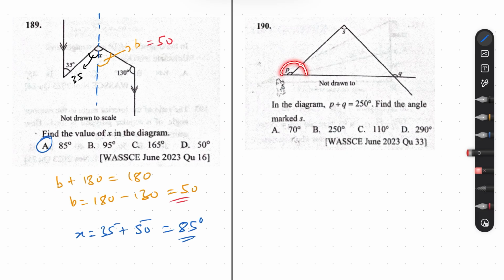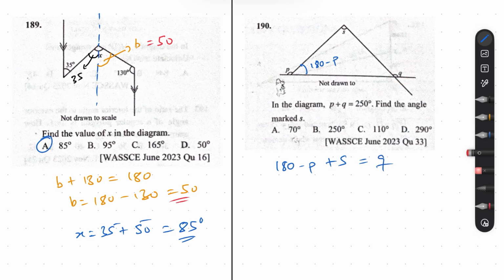They are supplementary. So since we know this is P, this one will be 180 minus P. So let's write it. This is 180 minus P. Now, since we know this angle and we know this angle, we can easily find Q, because we know that the sum of two interior angles gives us the opposite exterior angle. So 180 minus P plus S, this one plus S, should give us the opposite exterior angle, which is Q.